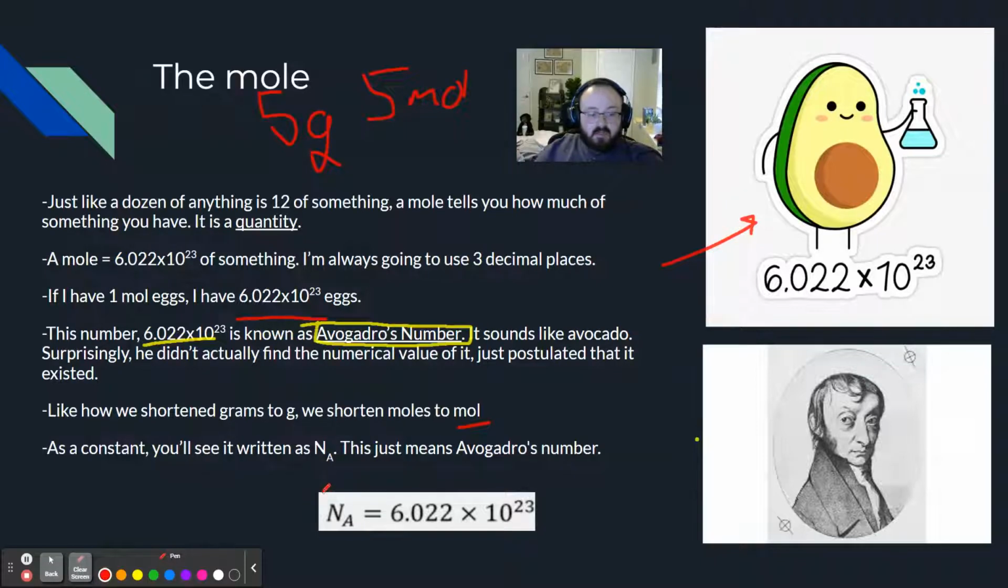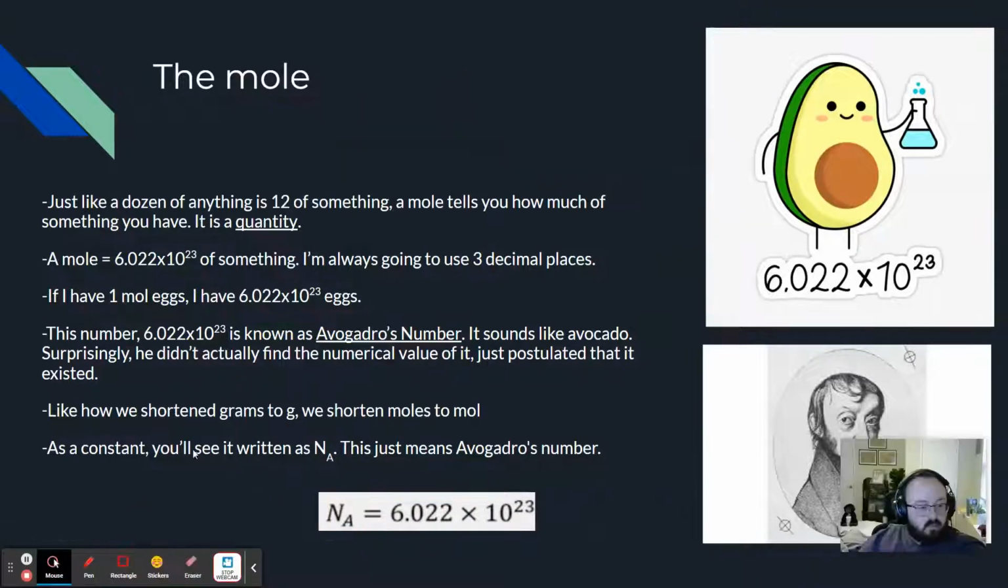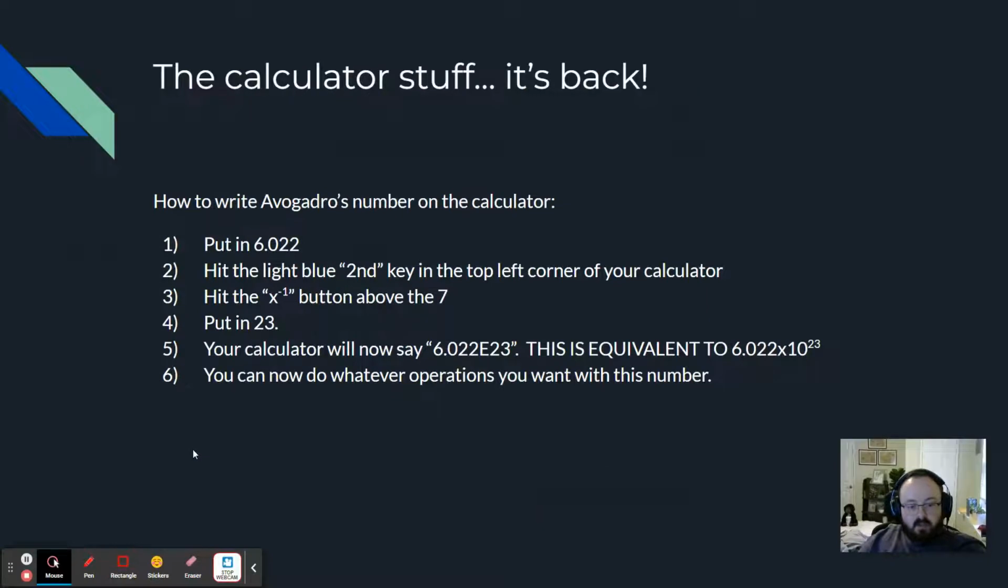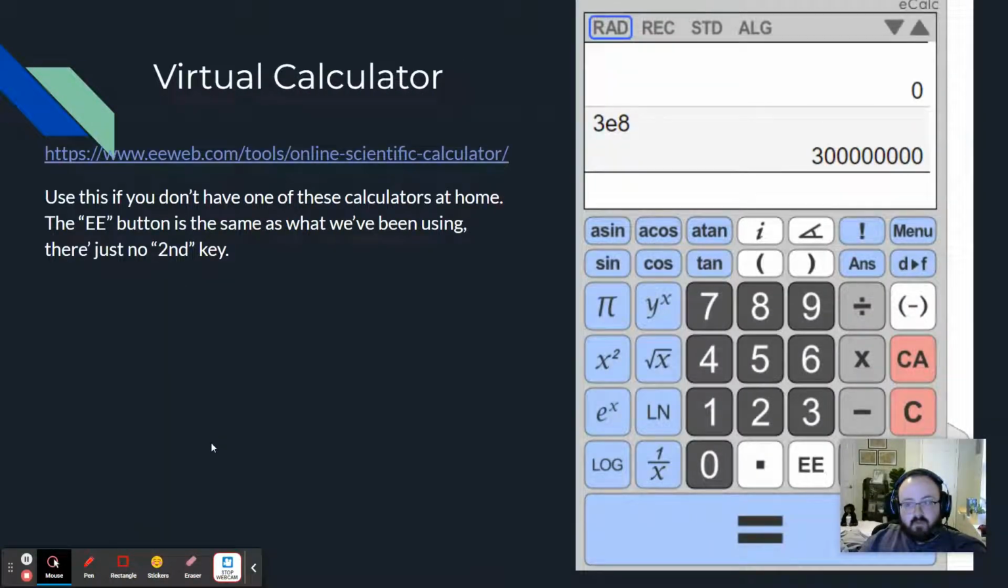And you might just see this on a formula sheet written as capital A sub A, or capital N sub A. The calculator stuff, you guys can go over. You can watch previous videos about this. I do want to give this link for the calculator stuff. I'm not sure how in-depth I'm going to require this. You will have to use the calculator, but I'd rather focus on the stoichiometry and using actual amounts instead.